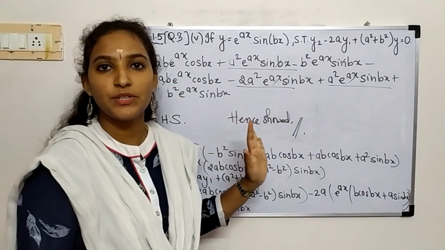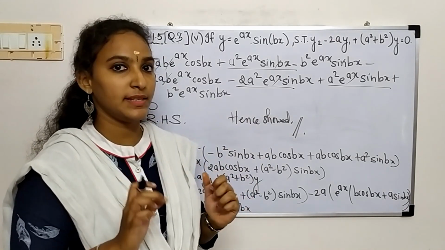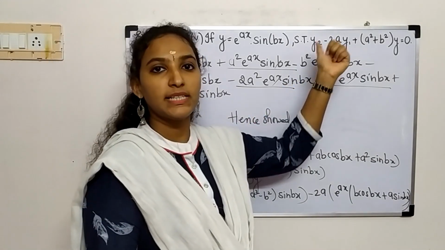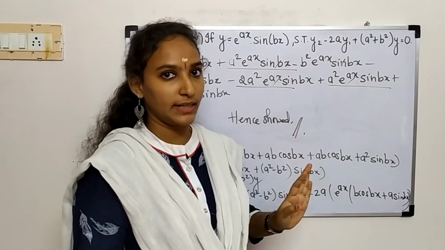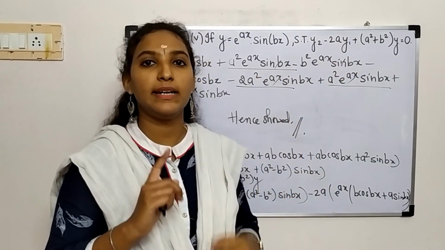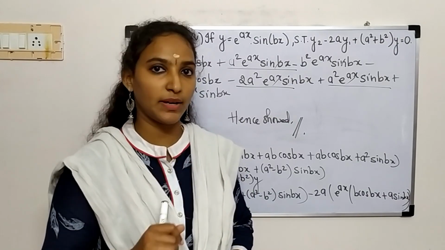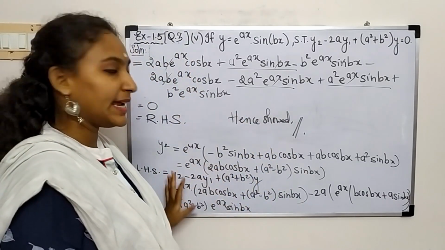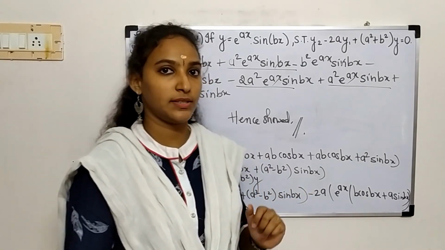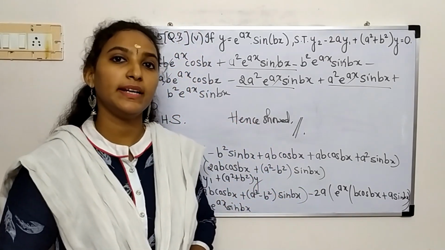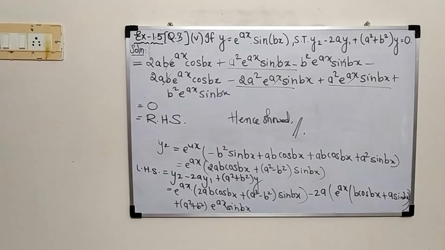See, not a difficult question, just you need to remember some things. That is, y2 is d square y upon dx square, y1 is dy by dx. Calculate d square y upon dx square and dy by dx. Consider your LHS, just substitute the answers and get your RHS. Now let us move on to our next question number 6.